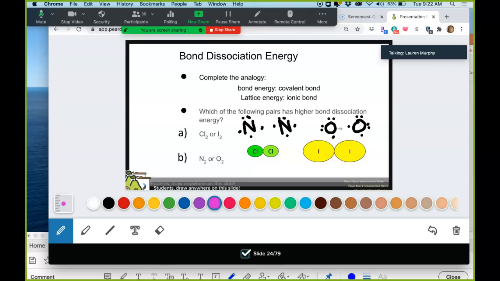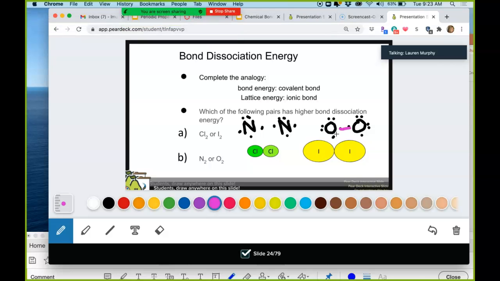So let's see. I've got to connect them at least once. And then I still haven't achieved stability, so I'm going to connect again. Okay, this is stable. I'll redraw. It looks like this.